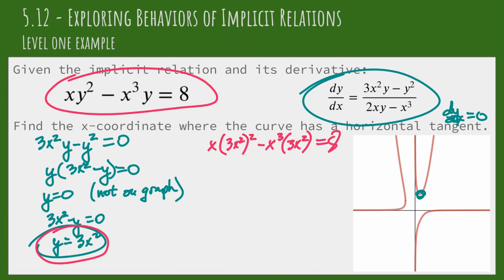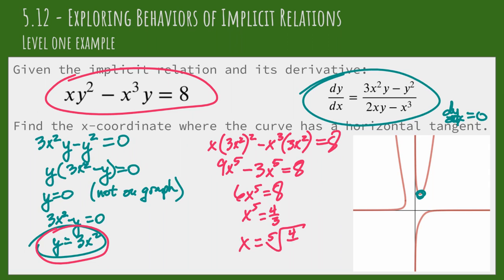Now I can use this to solve for x. So I have an equation with only x's in it. So we're going to have, looks like 9x to the 5th minus 3x to the 5th equals 8. So 6x to the 5th equals 8. x to the 5th equals 4/3, and then the 5th root. And this is it. This is all we're looking for here.